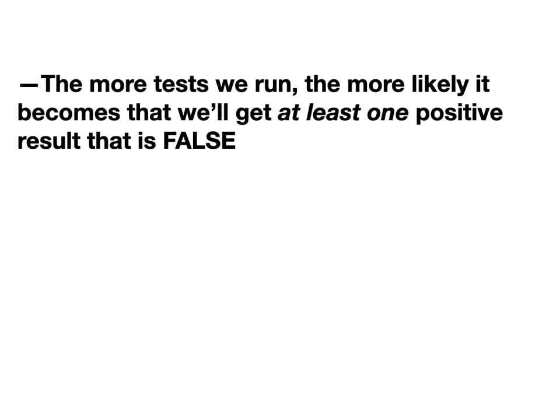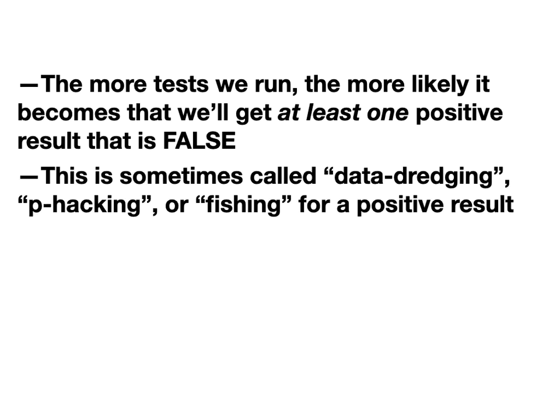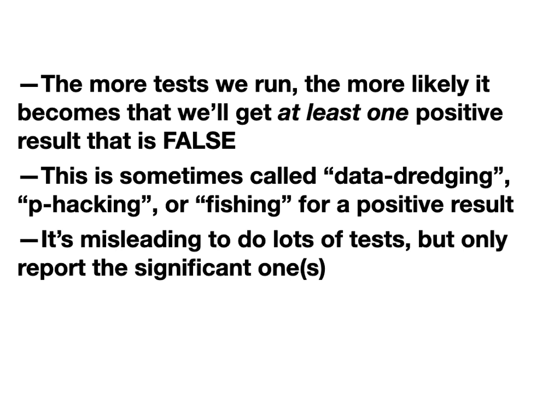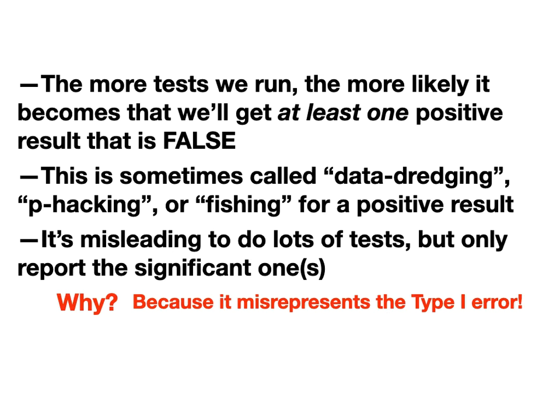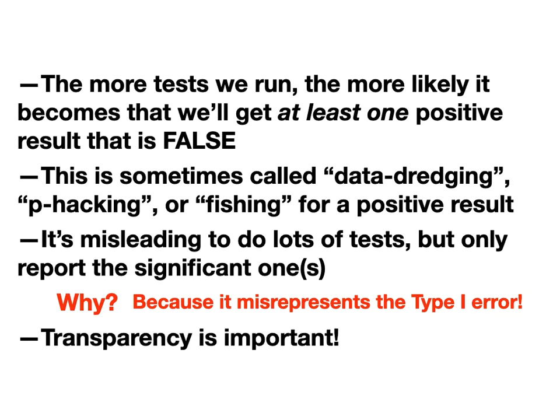Okay, so the more tests we run, the more likely it becomes that we'll get at least one positive result that is false. And this is sometimes called data dredging, p-hacking, or fishing for a positive result. And the point is that it's misleading to do lots and lots of tests, but only report the significant ones. And why? Because it misrepresents the type 1 error. If you only tell the readers about the tests that were significant, you're misrepresenting the true distribution of results. So transparency is really important.